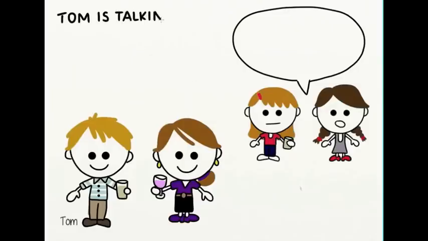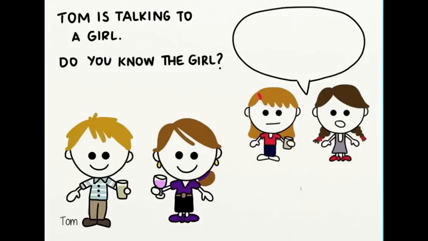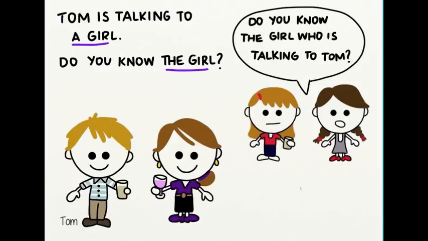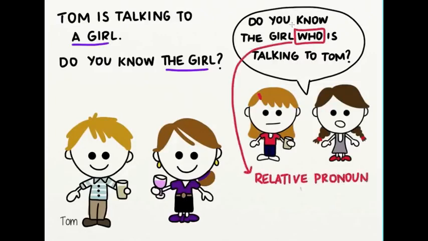Let's look at this example. Tom is talking to a girl. Do you know the girl? Instead of repeating a girl and the girl twice, we can say, do you know the girl who is talking to Tom? Who is a relative pronoun. Who is talking to Tom is a relative clause.